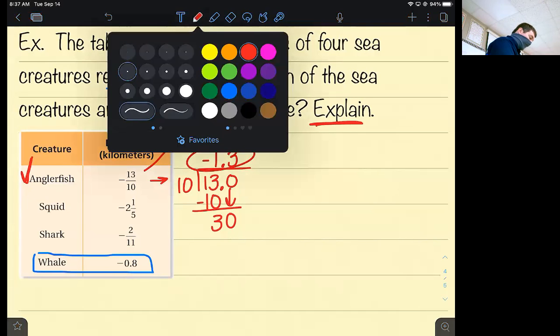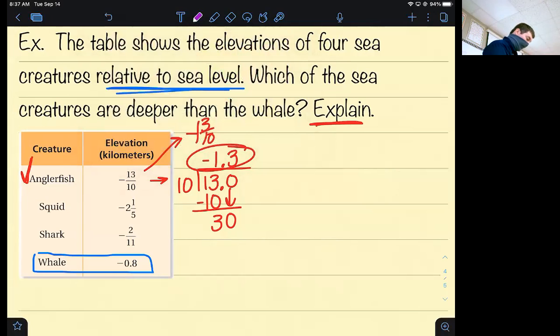Okay, next one is the squid. The squid I'm going to do over here in purple. Okay, the squid is negative 2 1/5. So I take what's written in front of the fraction, the negative 2, and I'm going to put it in front of the decimal. Now, do you remember what 1/5 is? We just went over this. What's 1/5? 0.20? Can I put 0.2? Okay. Done. Squid's done.